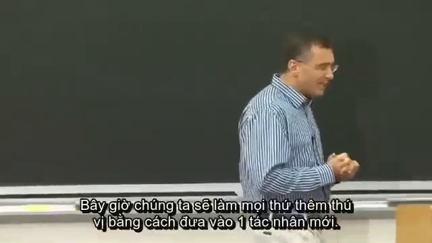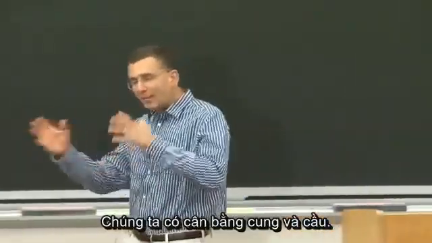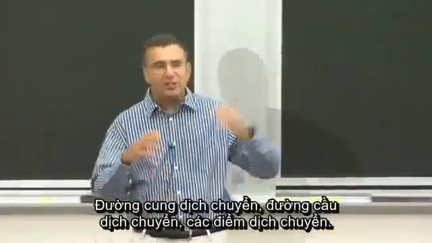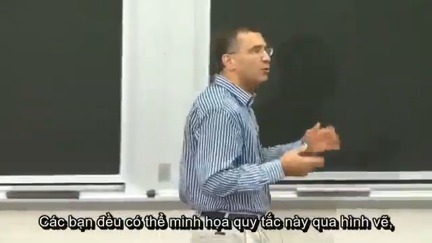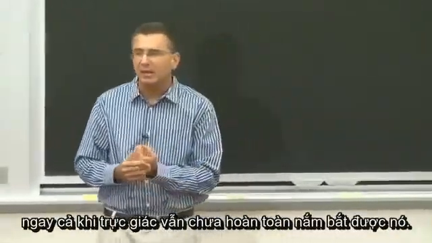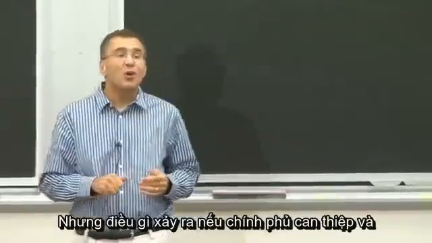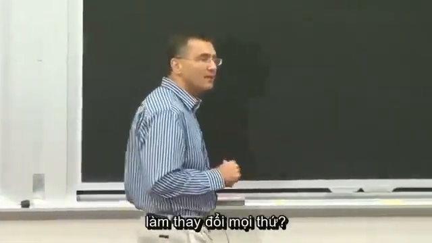Okay, now let's make it interesting. Now let's ask what happens. So we have the supply and demand equilibrium. Supply shifts, demand shifts. You move the points. You guys can all do it graphically, even if you don't quite get it intuitively yet. Okay, now let's ask what happens if the government comes in and messes this up.